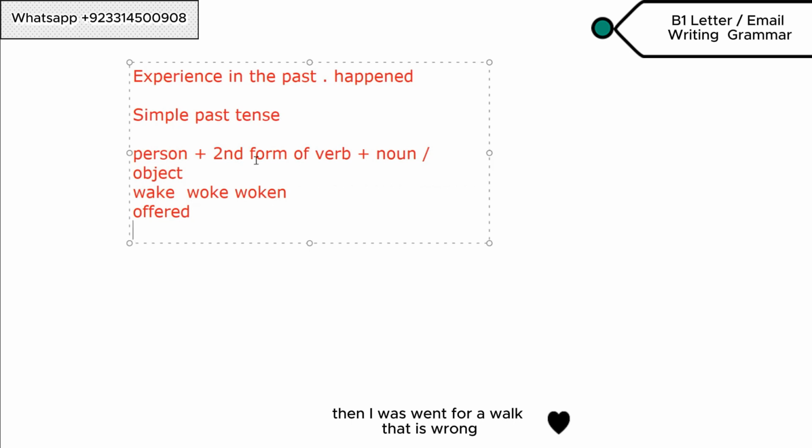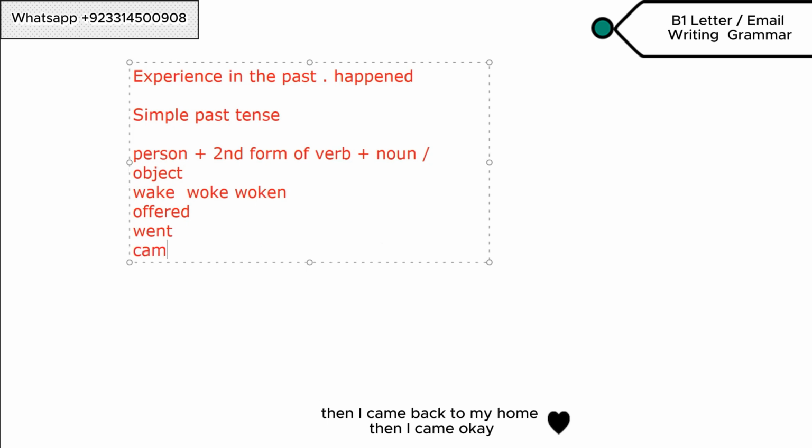That is wrong. There's no helping verb in it. Straight up second form. Straight up second form. No was. Was is a helping verb. Okay. I went for a walk. Perfect. Then came back to my home. That's wrong. Sumaiya, can you correct? Then I came back to my home.